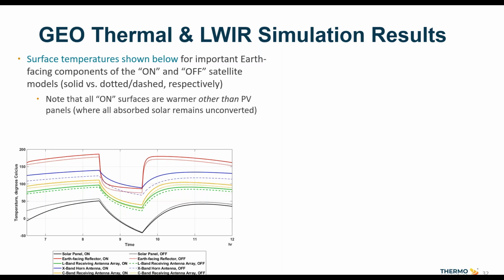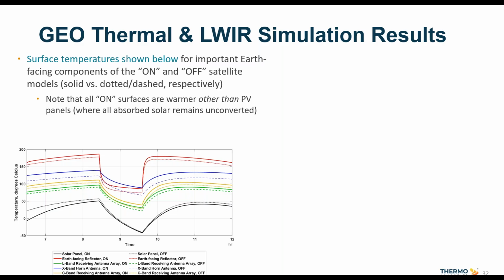The different colors represent different components on the satellite. The solid lines are all the baseline on model, and all the dotted or dashed lines correspond to the off model, where the components are unpowered and the PV panel is not generating any power. What we see is that the temperature of all the surfaces from the on model, the baseline model, are warmer than their counterparts on the off model, with one key exception, which is the solar panel.